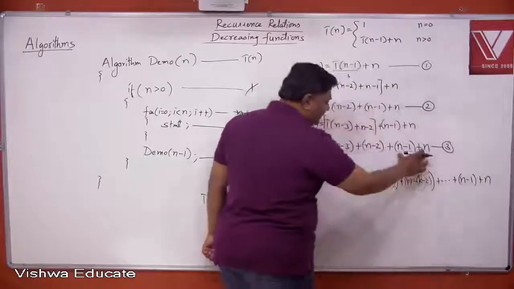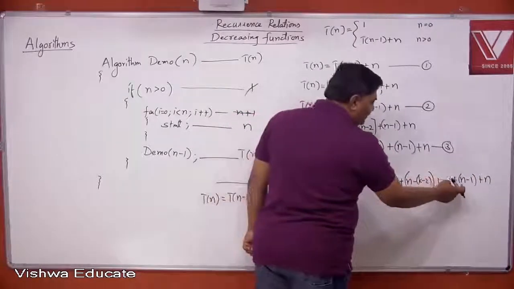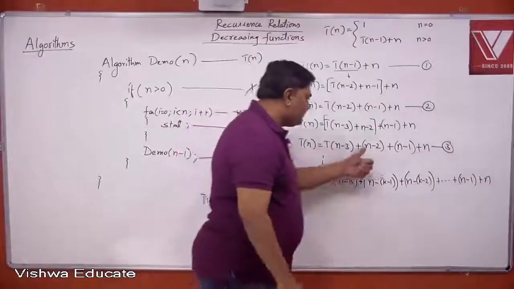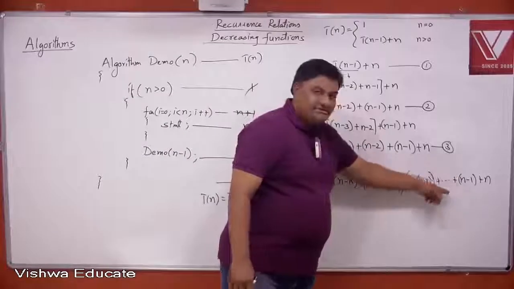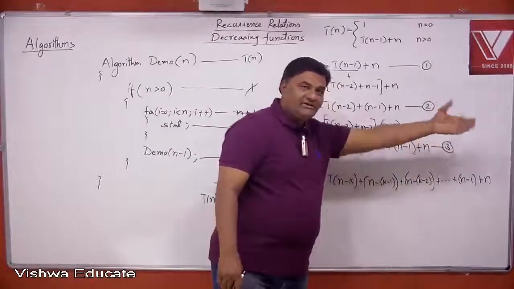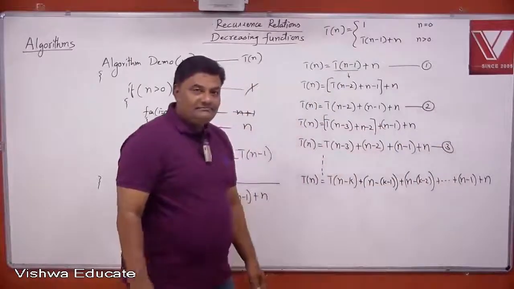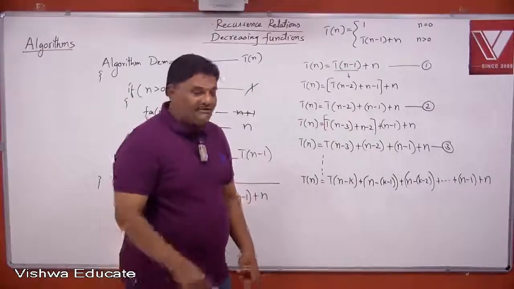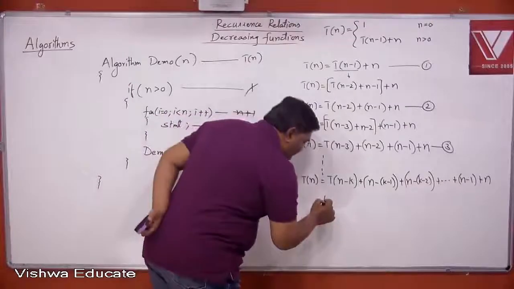I am writing only two terms. Two terms this side, then dot dot dot, two terms that side. And don't ask me why I did not include n minus 2 also. There is no space. Otherwise you write n minus 2, n minus 1 and n. We have reached till here, up to k times. You know the assumption.